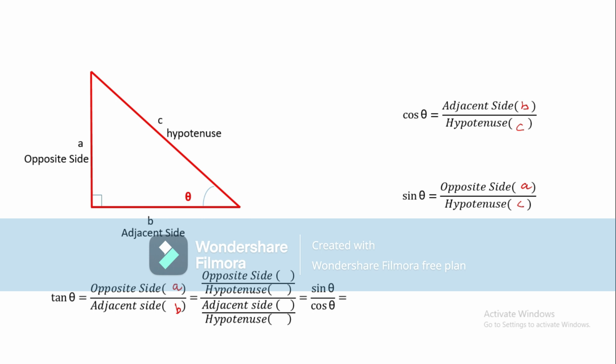Now if we divide both the opposite side and the adjacent side by the hypotenuse, then it's A divided by C and B divided by C. So the opposite side divided by the hypotenuse is sin theta and the adjacent side divided by the hypotenuse is cos theta, which is again A divided by B. So tan theta is equal to sin theta divided by cos theta. This is a very useful relationship.